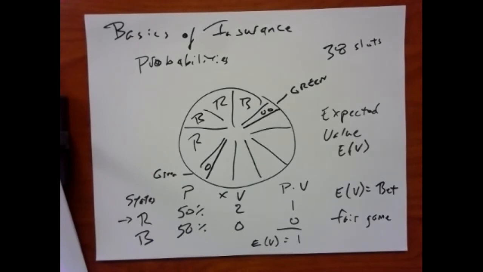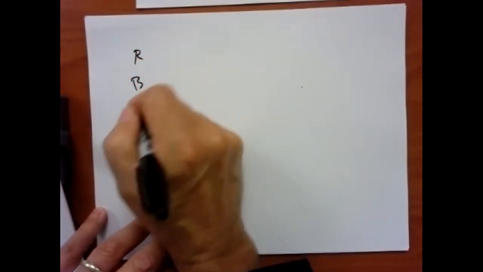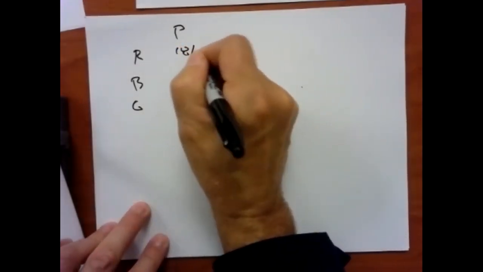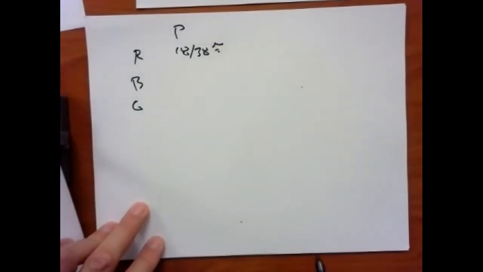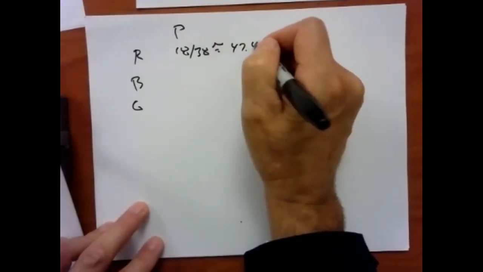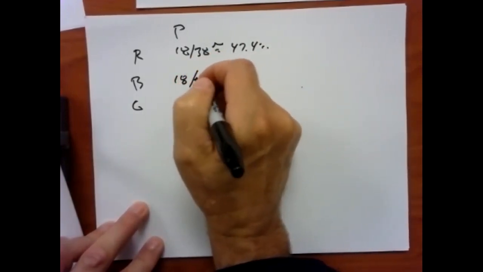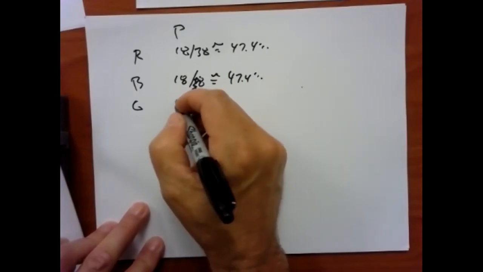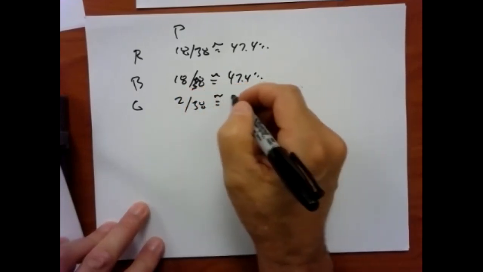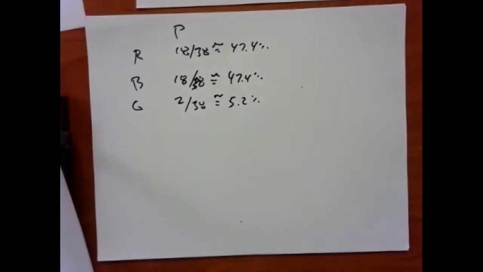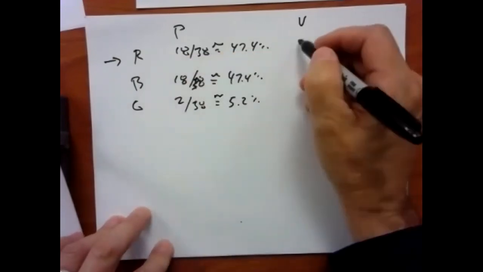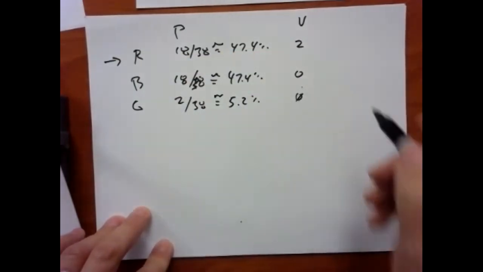So if you bet red, your probabilities are actually red, black, green. 18 out of 38, which is about 47.4%. 18 out of 38, which is also about 47.4%. And then green, which is 2 out of 38, or about 5.2%. So if you're betting red, your values are: if it hits red, you get 2. If it hits black, you get 0. If it hits green, you get 0.